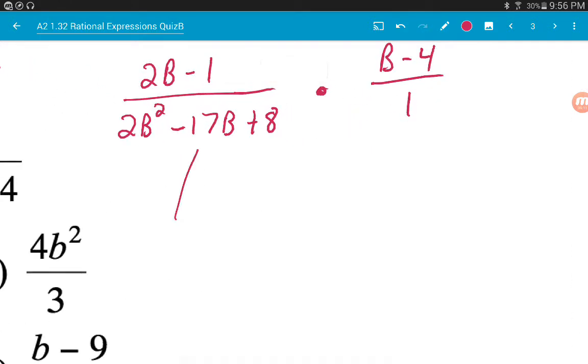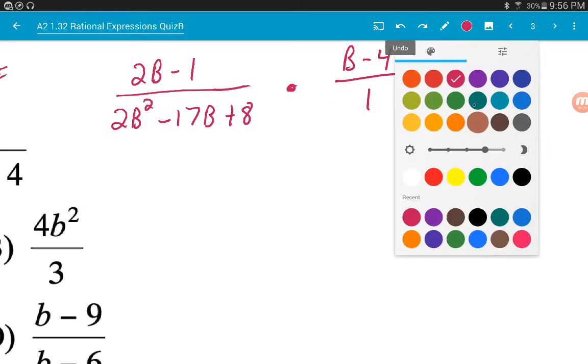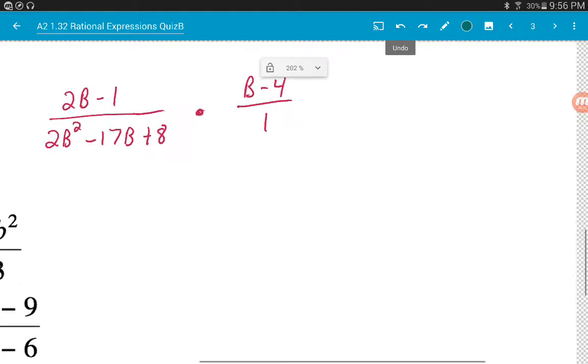Now I know that I need to factor this. The only question is how. I can't divide them all by 2 because this is an odd number. So what I have to do to factor that is I have to go off onto my sidebar and do a little bit of scratch work.